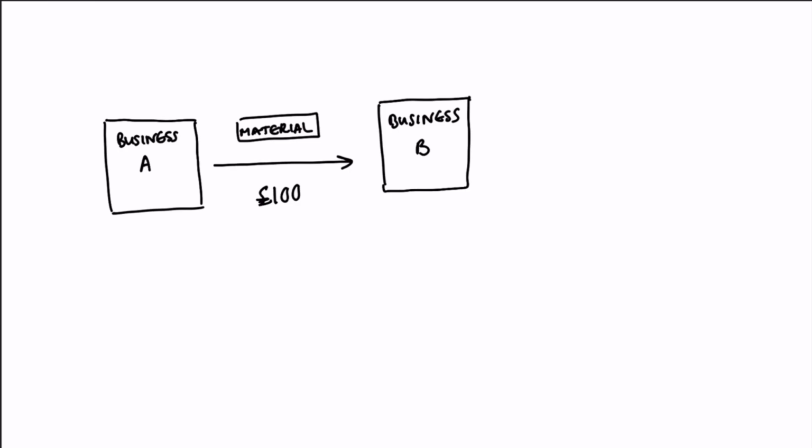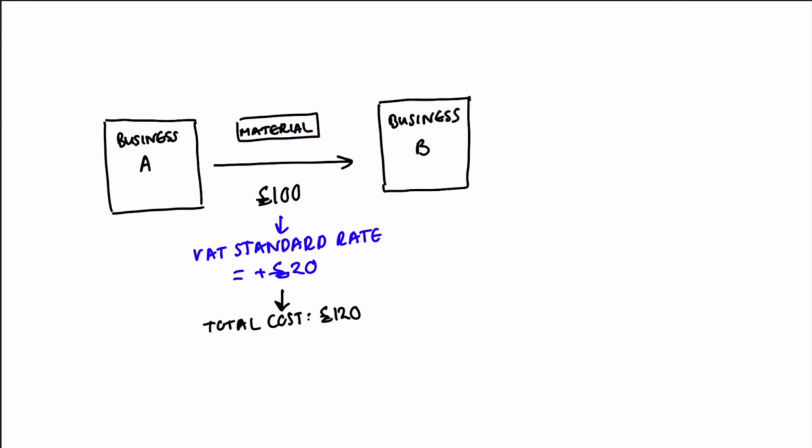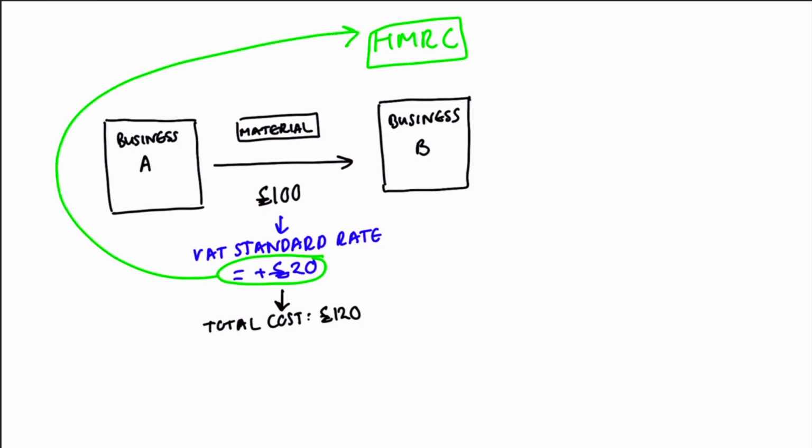Business A produces material for £100 exclusive of VAT, which it sells to Business B. The material is a standard rated product, so Business B pays an extra 20% for VAT, paying £120 for the material. Assuming Business A has no VAT input tax to recover, this £20 will then be paid to HMRC.